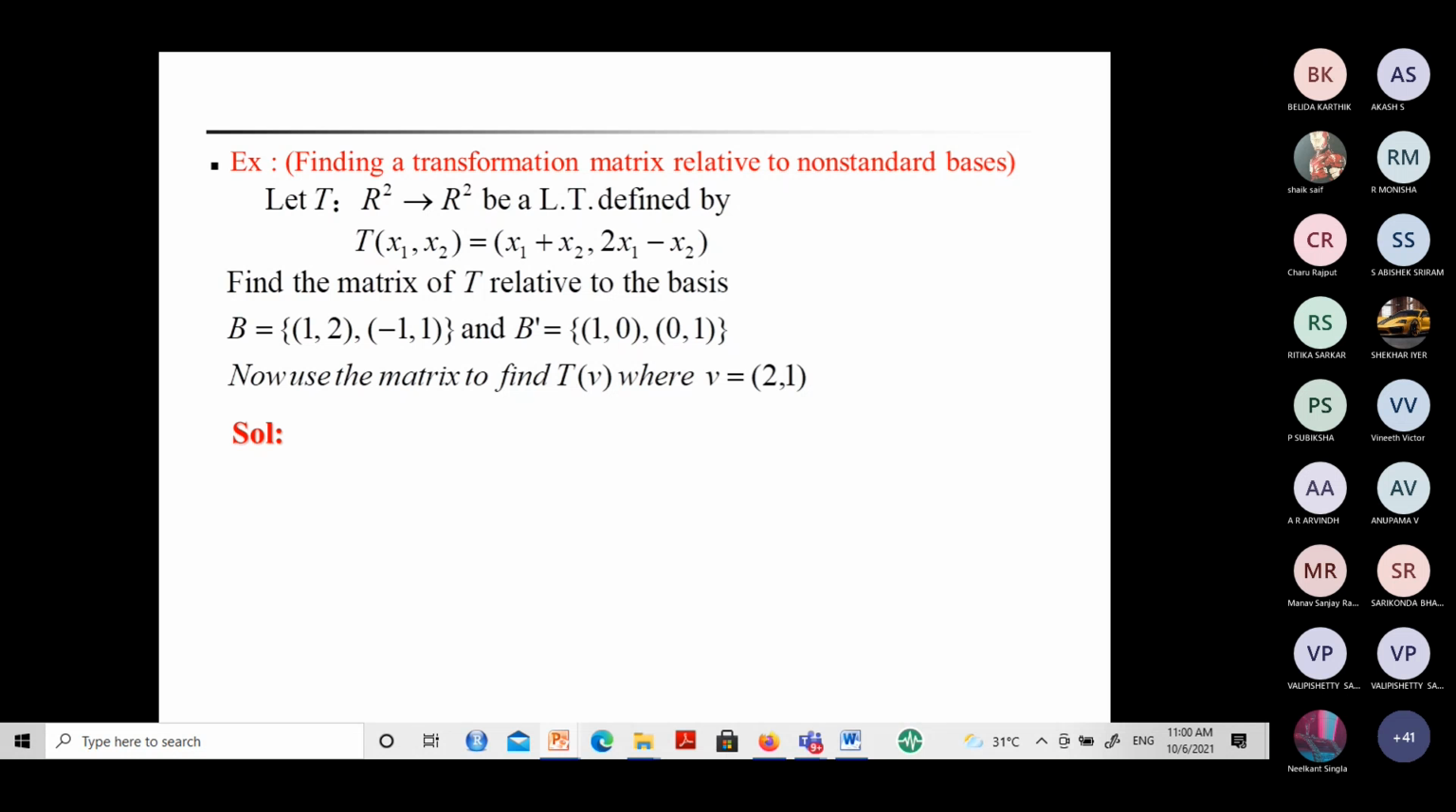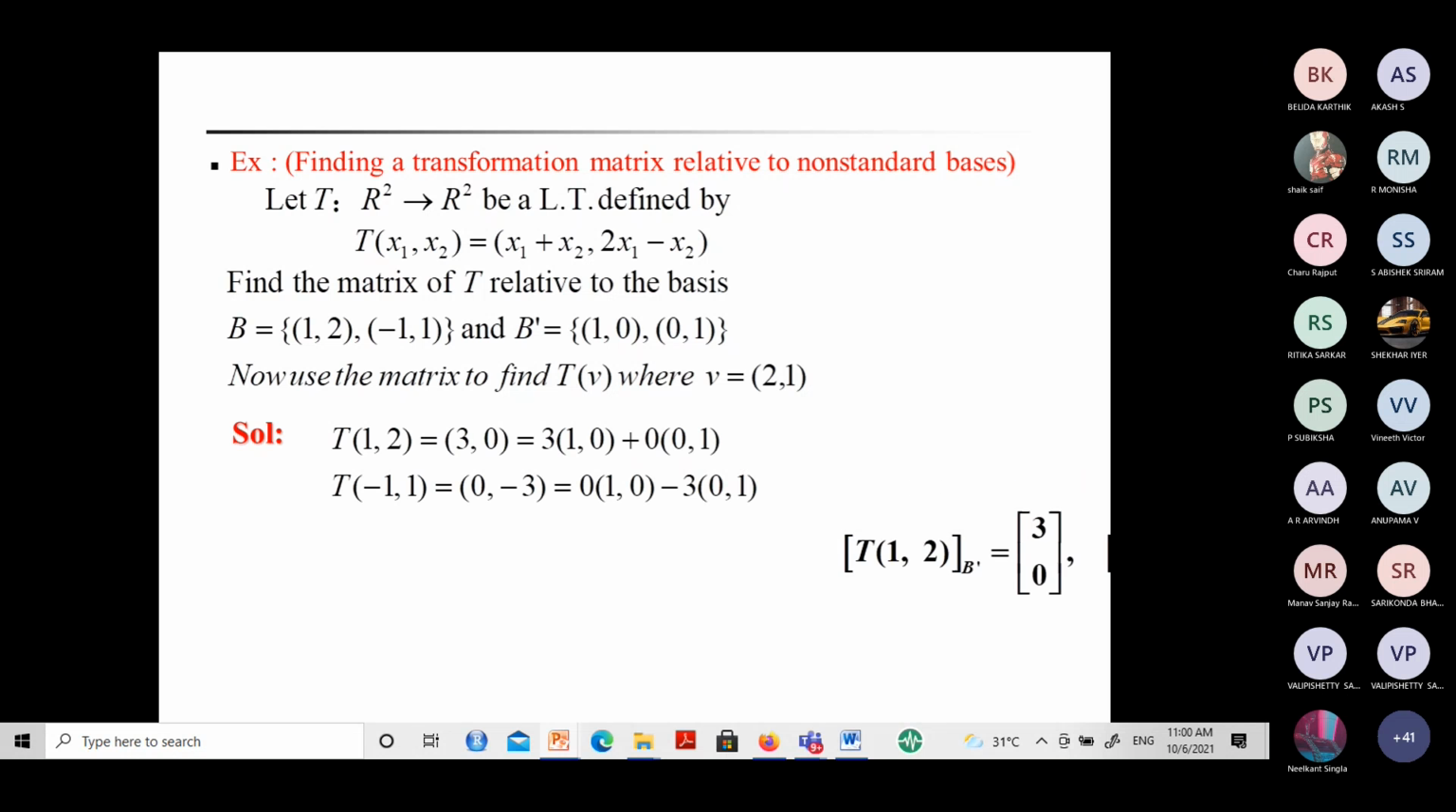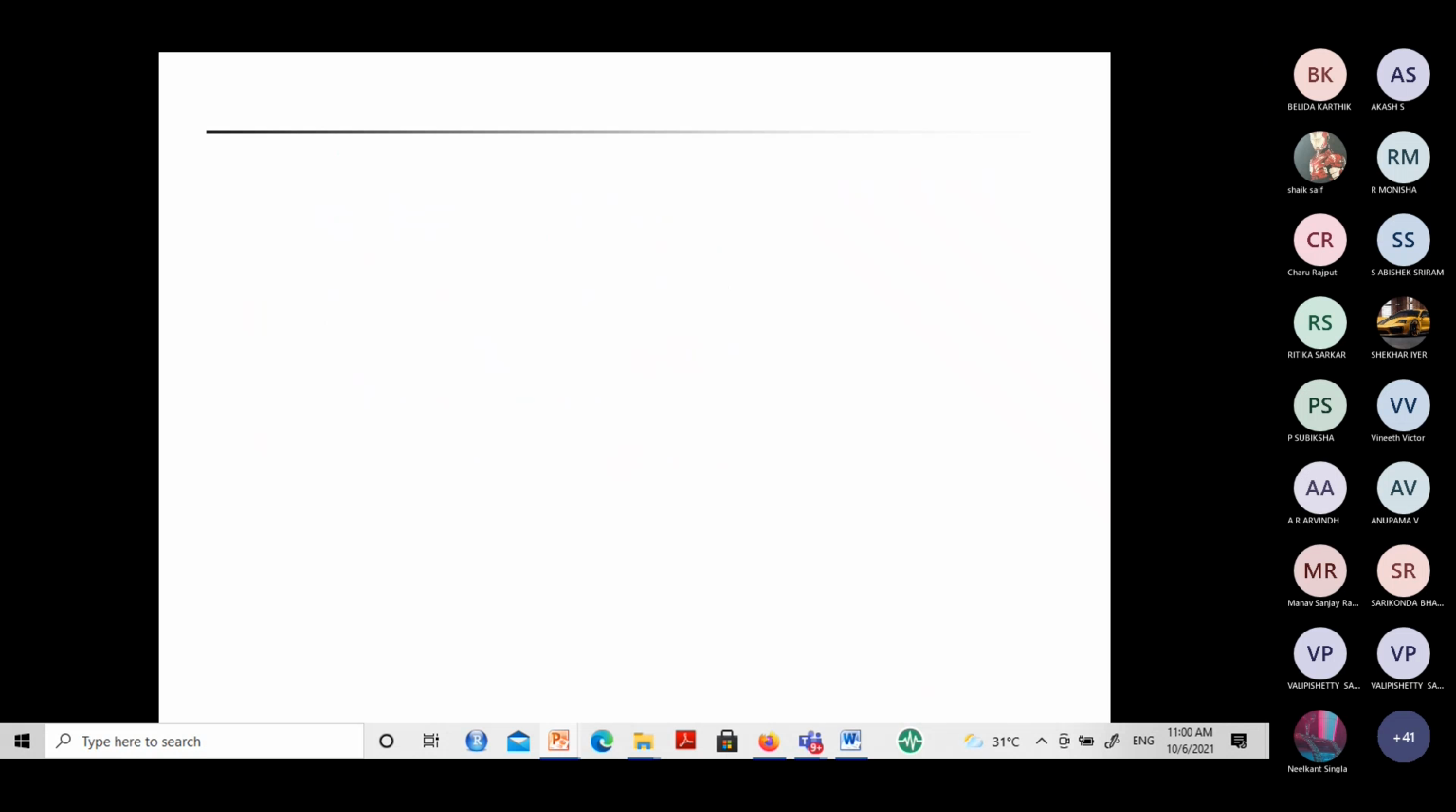Yes, ma'am. Yes, ma'am. So what is given? T is a linear transformation from R square to R square. Okay, so how it is defined? T of x1 comma x2 is equal to x1 plus x2 comma 2x1 minus x2.